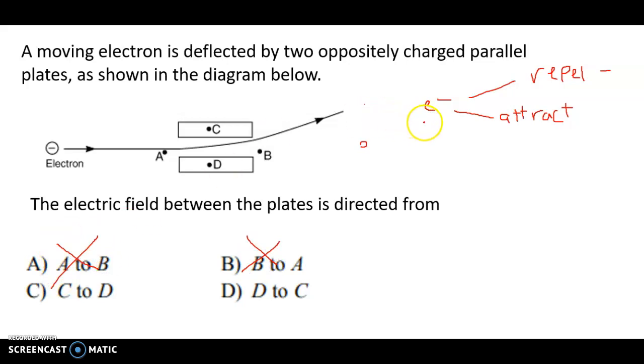So we know that we have a negative charge, so it should repel with the negative plate and attract to the positive. So it goes in this direction. We know that like charges repel and unlike charges attract. So this is a positive plate, this is a negative plate, because we know that electric field is always from positive to negative, so this is its direction.